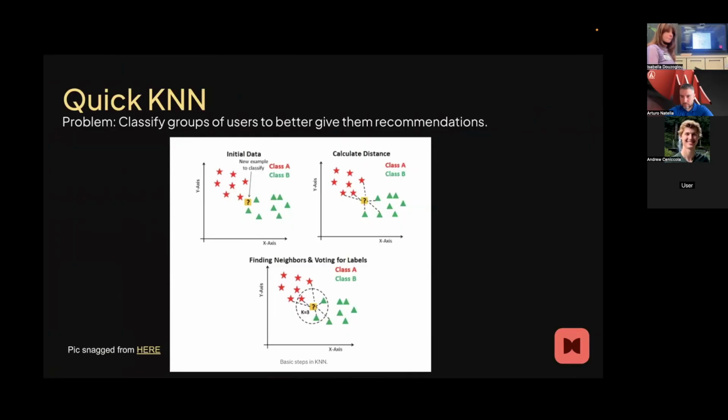A special learning algorithm that Netflix wants to use is KNN. If you want to give a group of users recommendations based on other users in your database, you could classify these users into separate groups. You could say, okay, this is the group of the sporties. This is the group of the people that want to watch drama and romance. And these are the group of the people that only want to watch action movies.